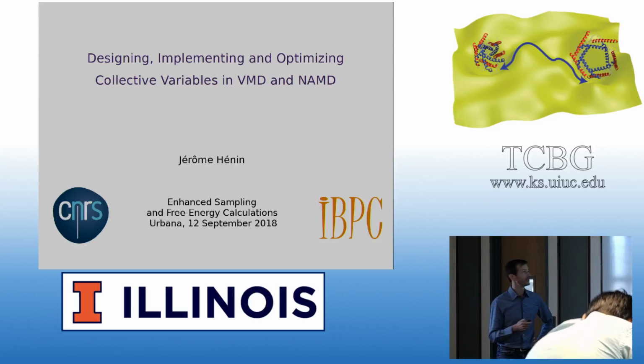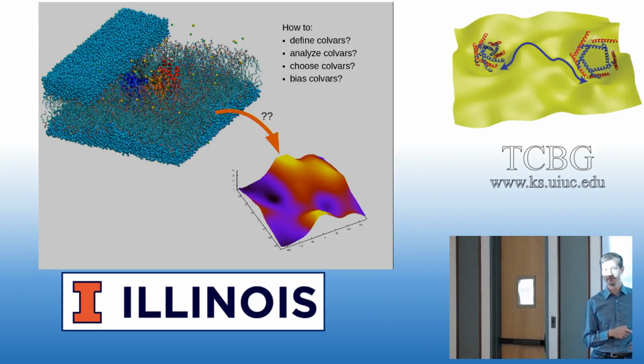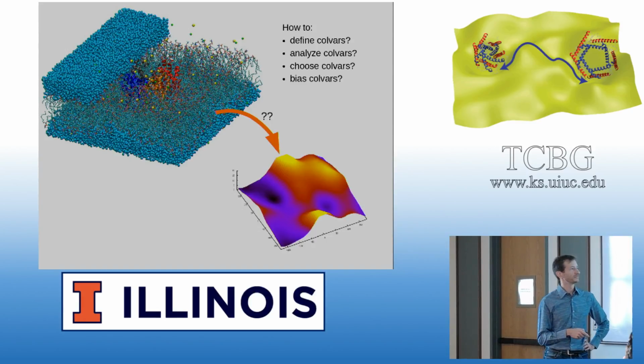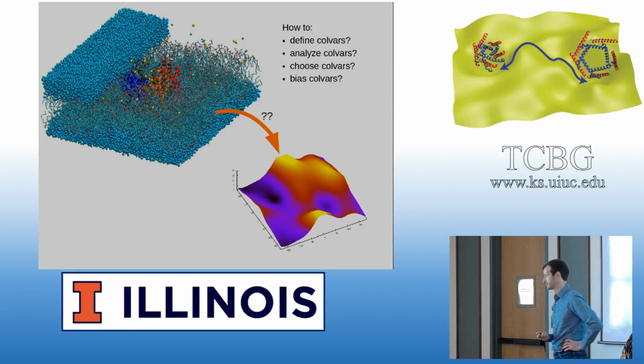All right. So we have our system, really complicated. We need to reduce it somehow. How do we define those collective variables? How do we analyze them? How do we pick them? How do we bias them in practice?